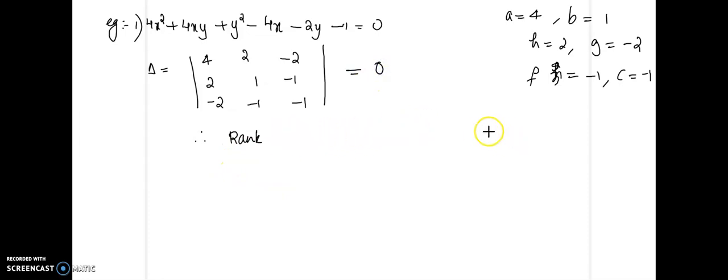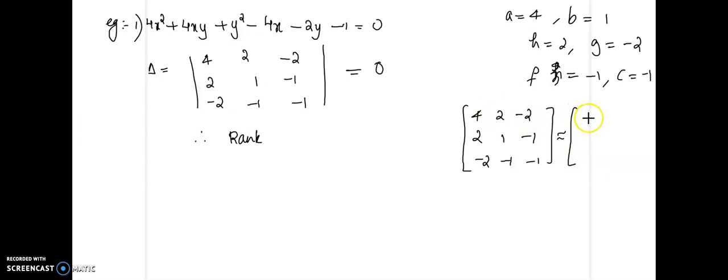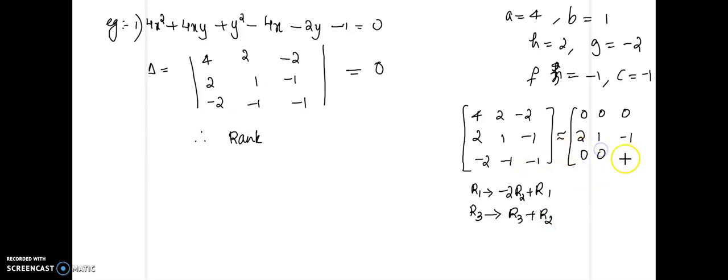Now let us look at the rank. So when you take this matrix 4, 2, minus 2, 2, 1, minus 1, minus 2, minus 1, minus 1. So that will be row equivalent to the first row, and R1 0 come. So that will be 0, 0, 0. So you will get 2, 1, minus 1. Then I have done here, R1 goes to minus 2, R2 plus R1, then take R3 goes to R3 plus R2. So that will give 0, 0, minus 2. So you can see that the rank will be equal to 2.